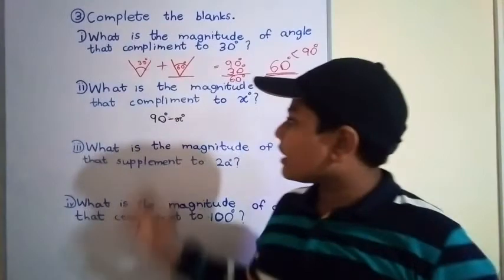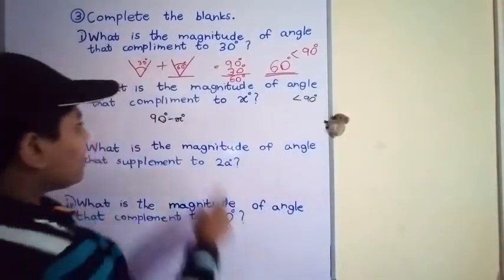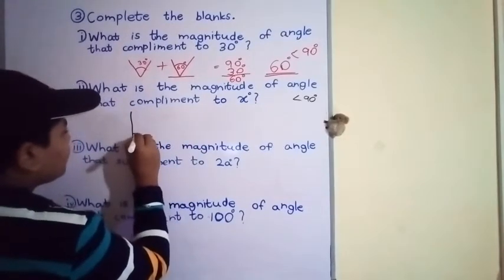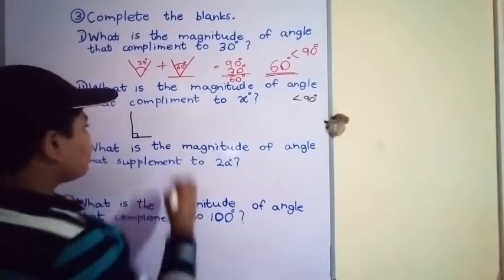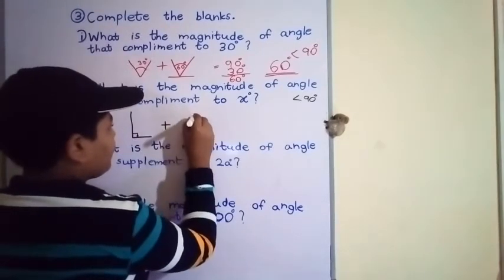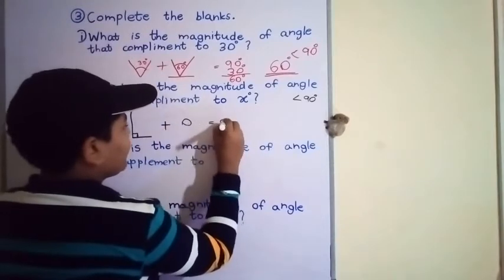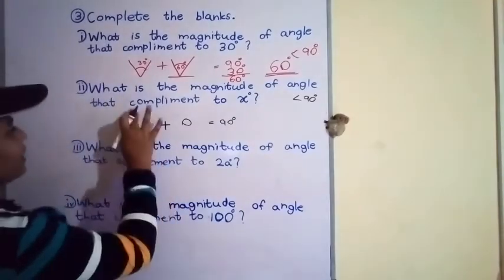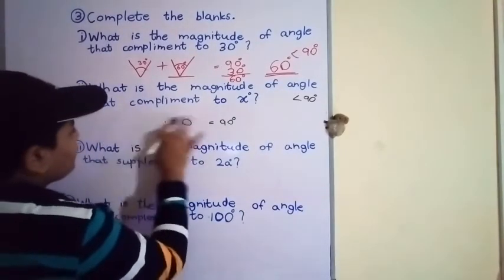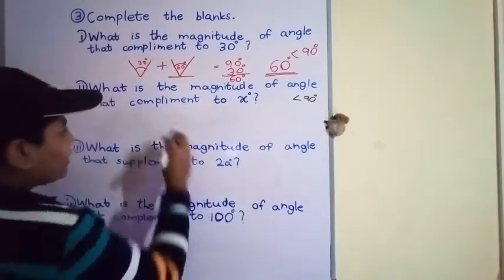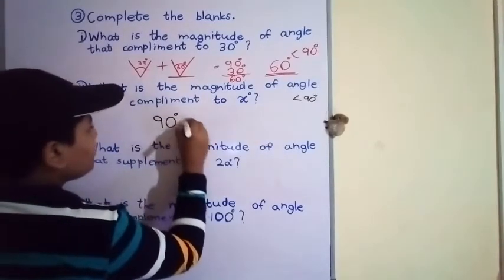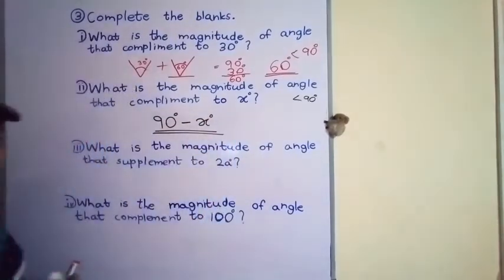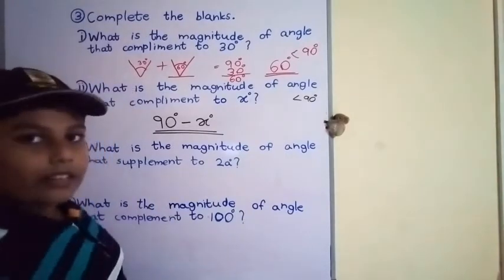Why can I write the answer this way? Because the complement sum is 90 degrees, as I explained. A right angle is 90 degrees. The x is an unknown term, so it has no element. Now you write the answer: 90, the complement sum, subtract x degrees.